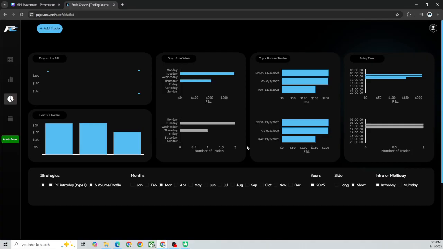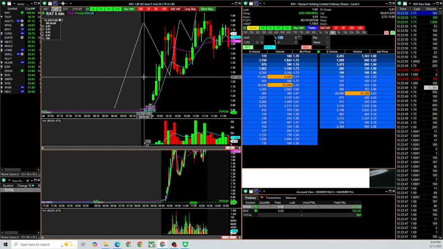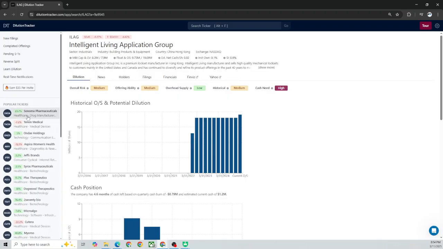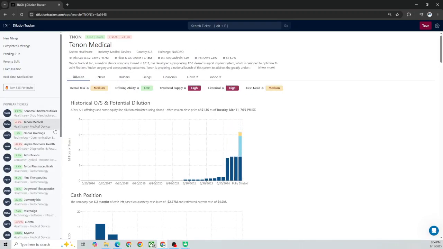So the homework for tonight is two things. If you want to identify a 5-wave structure, screenshot it and send it to me in Discord. If you want to do the technical homework. If you want to do the fundamental homework, go on dilutiontracker.com and you can do the free version. The free version is awesome. And try to find a company that you think I would want to short.